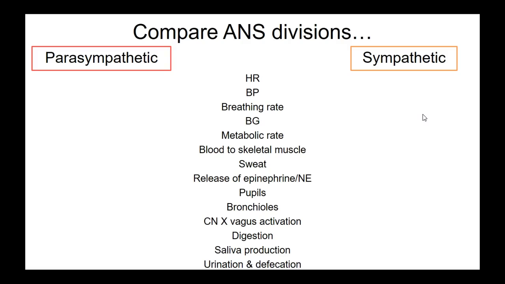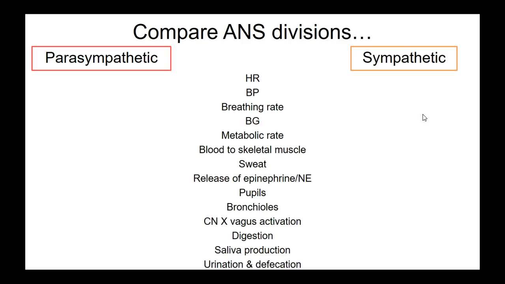Pupil diameter: is it increase or decrease for parasympathetic? Decrease. For sympathetic, the diameter increases. Bronchioles, so we'll talk about bronchial diameter. Here, parasympathetic should go down, and here it should go up. Cranial nerve number 10, vagus nerve activation, goes up for the parasympathetic. What about the sympathetic? Should be going down.